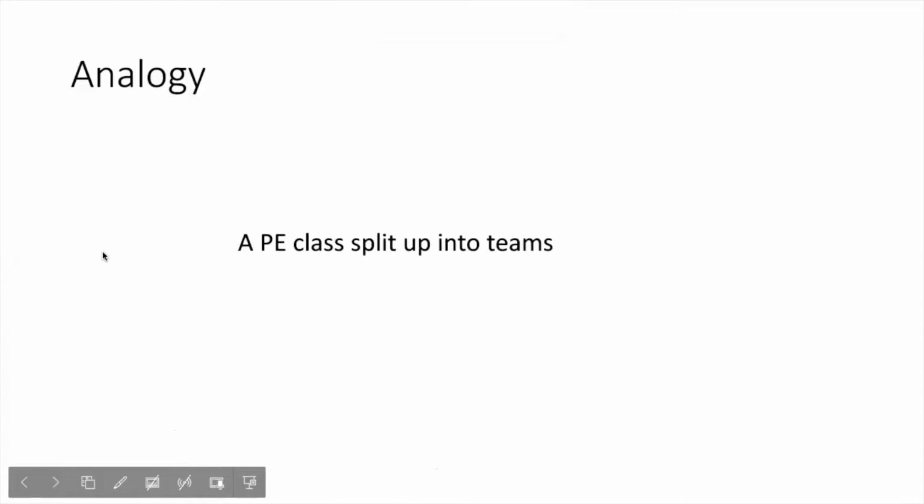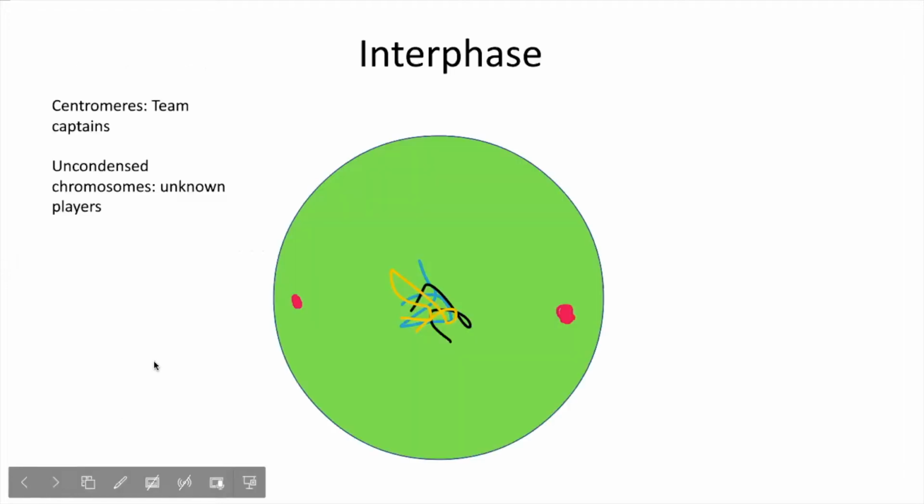So to understand mitosis, I will be using the analogy of a PE class splitting up into teams. So the first phase is interphase, and in interphase you have two centromeres and you have an uncondensed chromosome. And the centromeres could represent the team captains, while the uncondensed chromosomes are just players that are unknown.